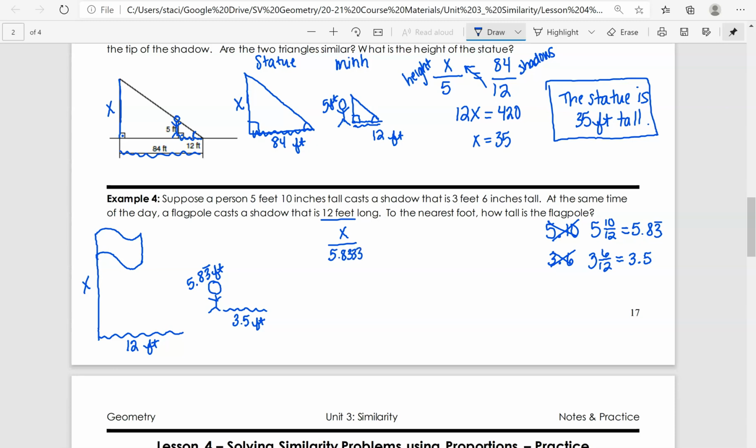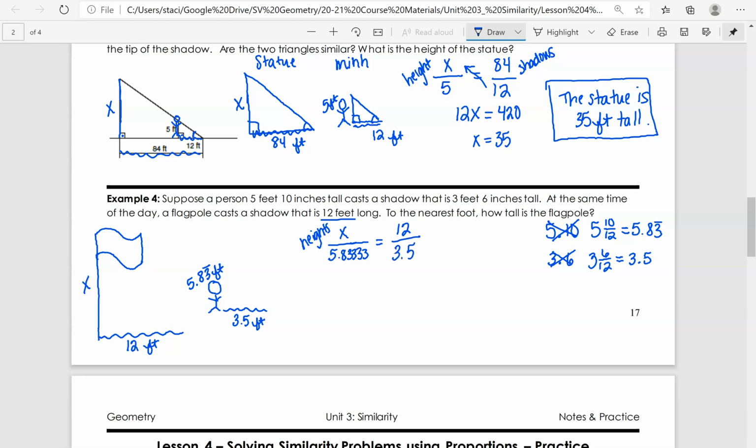Now, when I put this in my calculator, I'm going to do several threes so I can make my answer as accurate as possible. And so this particular ratio represents the heights. Then I'm going to create a ratio on the other side that represents the shadows. And I need to go in the same order. I went from the flagpole to the person, so I need to go from the flagpole shadow, which is 12, to the person's shadow, which is 3.5.